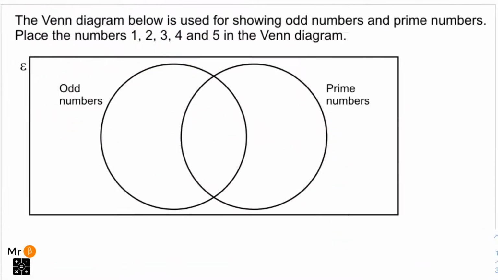So having a look at question 4, we've been asked to place the numbers 1, 2, 3, 4, and 5 in the Venn diagram. So here we've got odd numbers and prime. So we need to look at those numbers and decide which are both odd and prime. We know that both 3 and 5 are odd and prime. 1 is an odd number but isn't prime. And 2 is a prime even number.